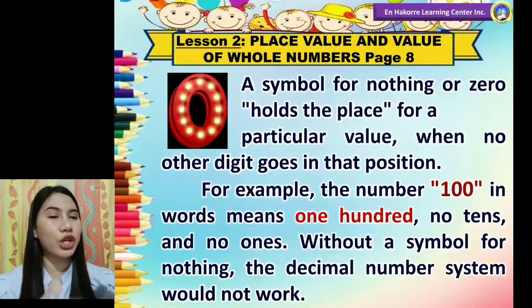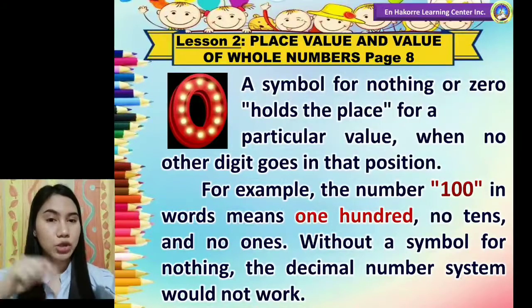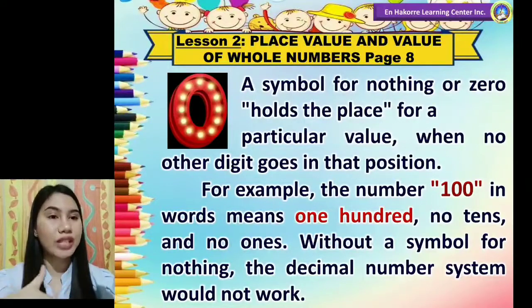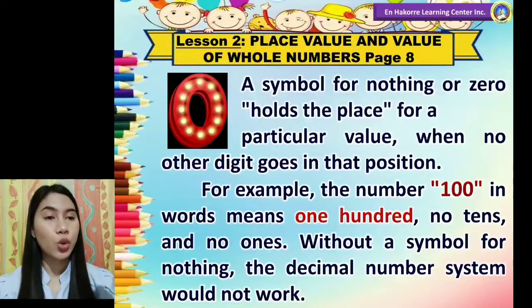To better understand it, we have here an example. For example, you have the number 100. In words, it is written as one hundred, spelled O-N-E for 1, and hundred is spelled H-U-N-D-R-E-D. So that makes one hundred the number word for the number 100.